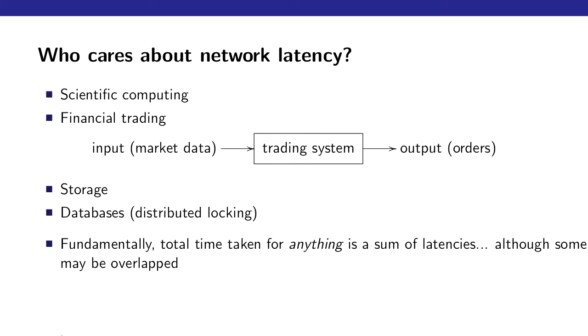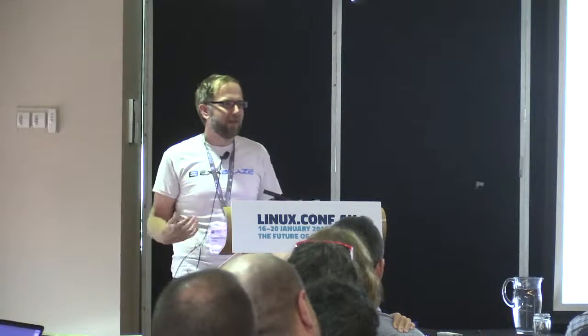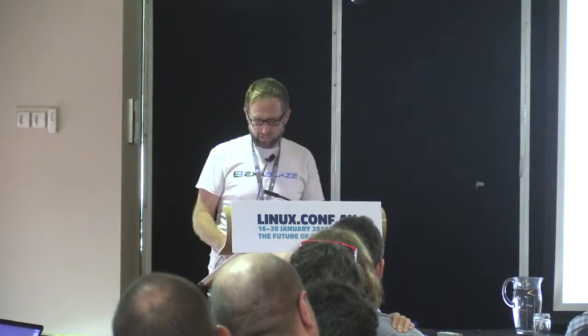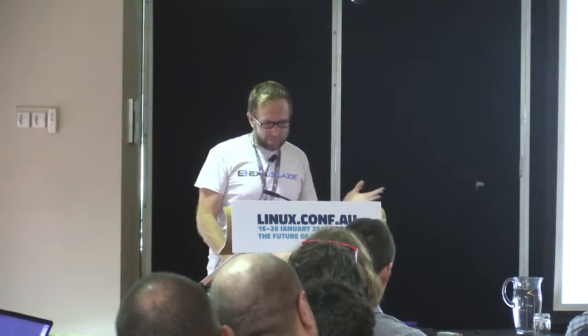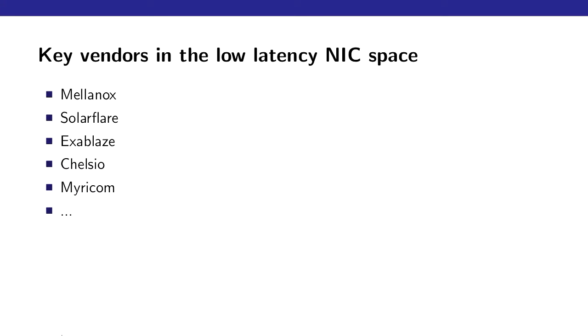Fundamentally, the total time for anything is going to be a sum of latencies. So in a sense, everyone cares about latency, but some of those latencies may be more hidden than others in a system. Sometimes you've got enough work that you can hide the latencies. Sometimes your latencies add up. So that's a bit of motivation about why we care about network latency, how fast we can move data between nodes. Some of the key vendors, and this is non-exclusive, are in the space that we work in. These are the vendors that we butt up against, who specifically sell their stuff as low latency.